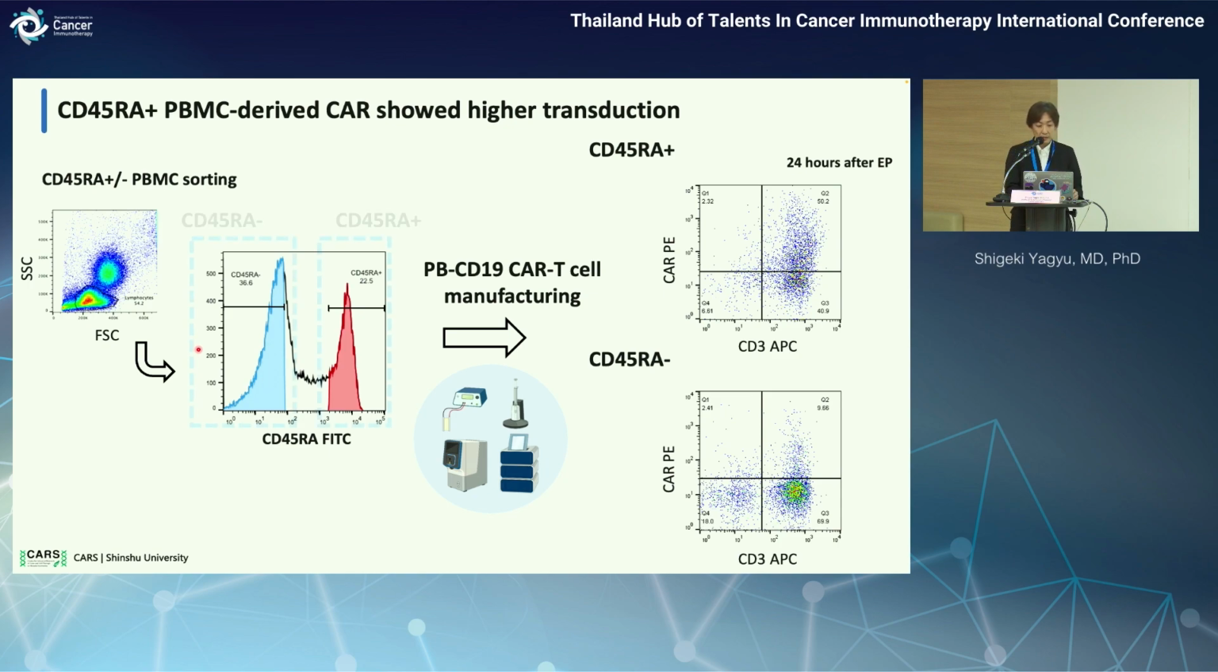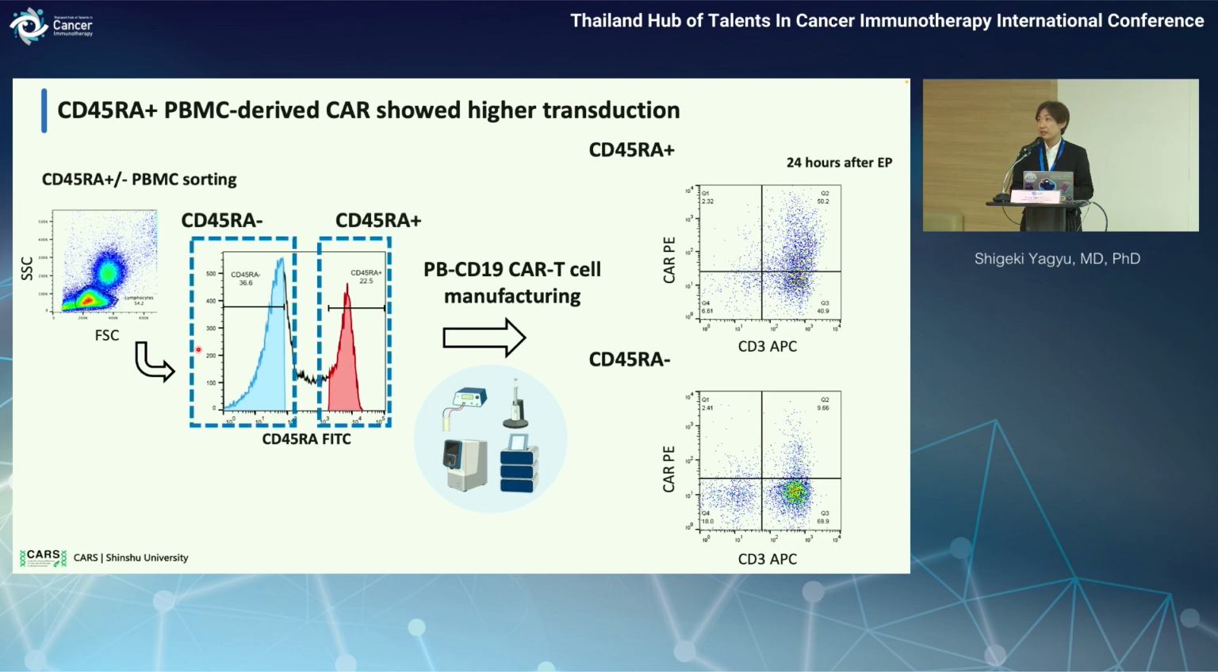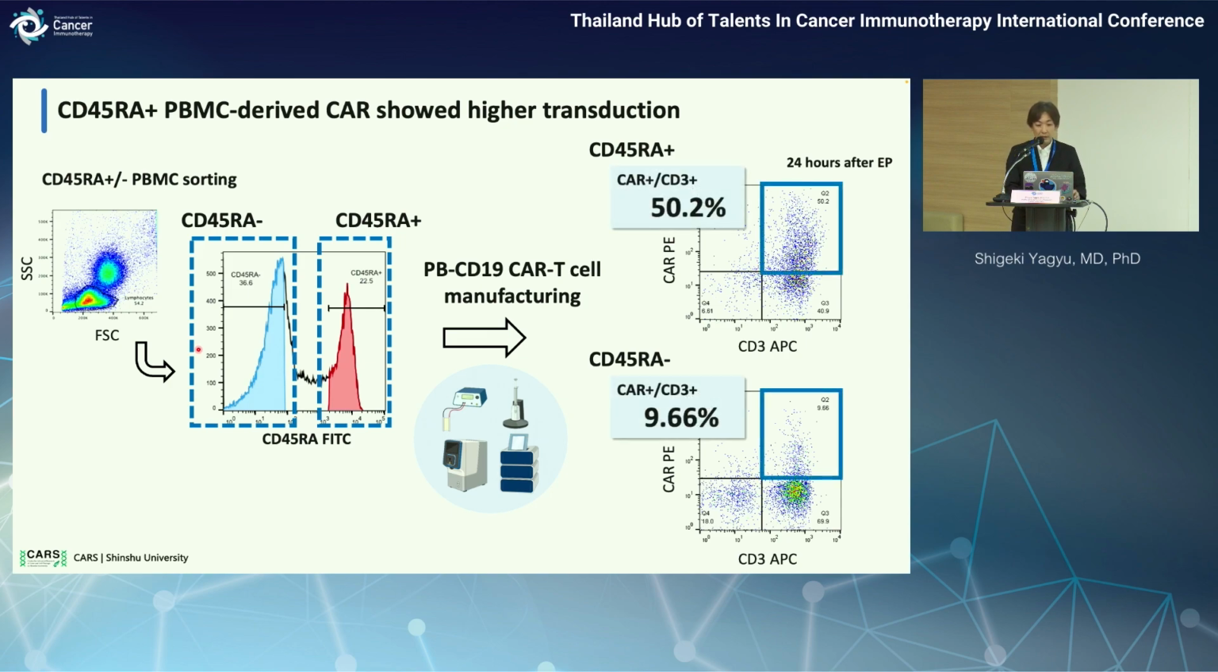To answer this, we divided PBMC into CD45RA plus or minus PBMC, and we made piggyBac CD19 CAR T cells from these two fractions. This is the CAR transgene expression on resting T cells 24 hours after electroporation. And as you can see here on the right, the RA-positive PBMC showed much greater transduction efficiency than RA-negative PBMC.